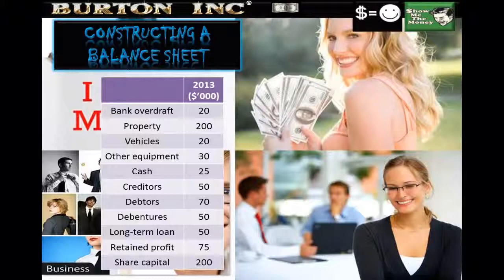Let's have a look. We'll be given some financial information about a firm here and asked to go away and construct a balance sheet. It's unlikely you'll have to construct a whole balance sheet in the IB Business and Management exam, but you may well have to fill in parts of it, complete certain sections. So let's have a look. We've got some financial information, assets, liabilities, and a few other things happening in a business during the 2013 year. Everything's in thousands of dollars there.